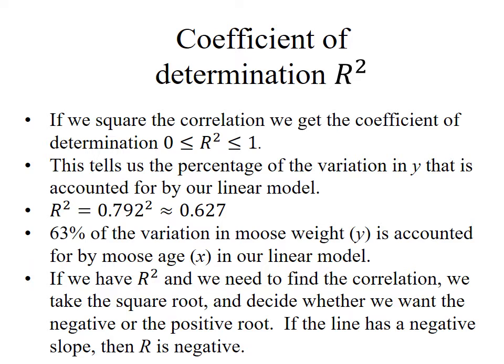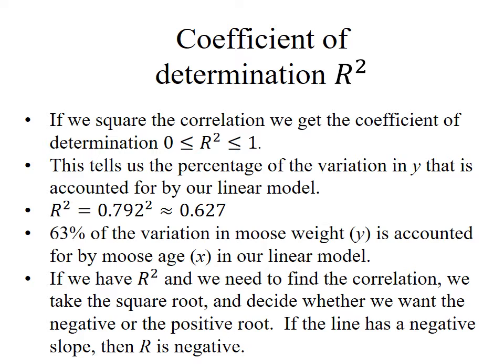All right, the next thing we can do is square that and get what's sometimes called the coefficient of determination, or the R-squared value. Since we square it, negative values squared become positive, so R-squared is strictly between 0 and 1. One reason why we do this is it has a particularly useful interpretation. R-squared tells us the percentage of the variation in y that is accounted for, that is explained by our linear model, by the variation in x.